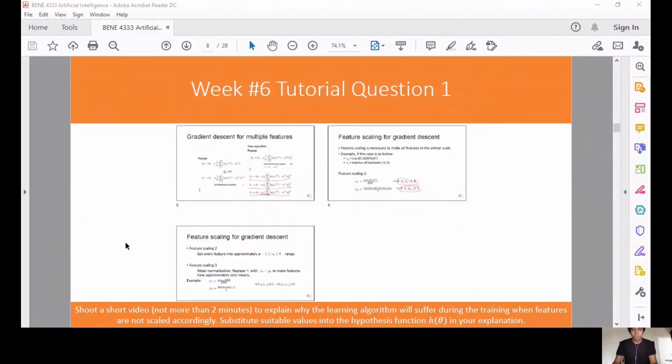Next is week number 6, tutorial question 1. Why will the learning algorithm suffer during training when features are not scaled accordingly? This is because if x1 has a larger range than x2, the contour of the cost function J(theta) takes a skewed elliptical shape. When running gradient descent on this cost function, it can take a long time to get to the global minimum. So to make gradient descent run much faster and converge in far fewer iterations, we need to scale the features accordingly, with a range that is not too large and not too small.